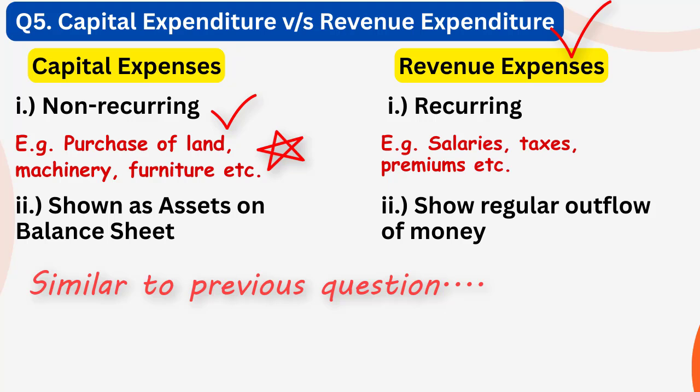You show them on the assets side in your balance sheet and their balances are carried forward to the next accounting period also. On the other hand, any expenses that are recurring in nature are treated as revenue expenses. For example, your salaries, taxes, premiums, insurance that you have to pay. What are all these? All of these are revenue expenses.